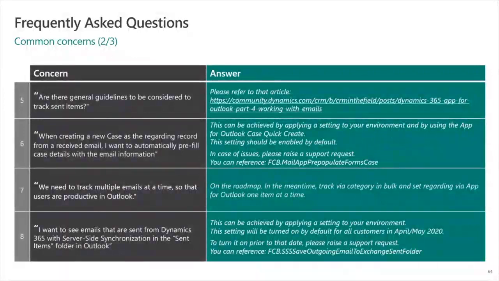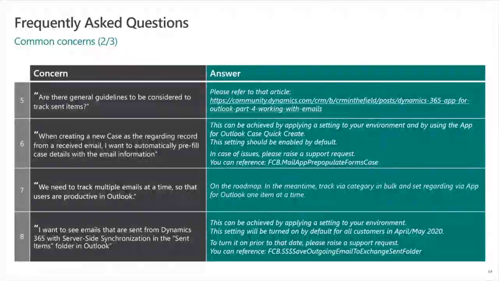Are there any guidelines to be considered to track sent items? So we also have some good blog articles on the app for Outlook and how to track sent items. You can refer to the article we mentioned here, but that's possible. If, when creating a new case as the regarding record from a received email, you want to automatically pre-fill case details based on the email information, this can also be achieved by applying a setting to your environment. By the way, this setting should be enabled by default, I think, for all new environments. Otherwise, you can raise a support request to help you enable that setting for you.